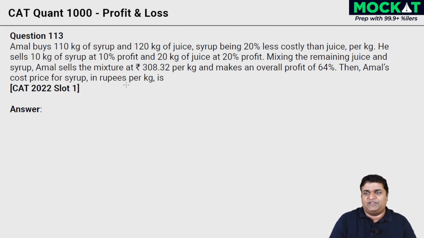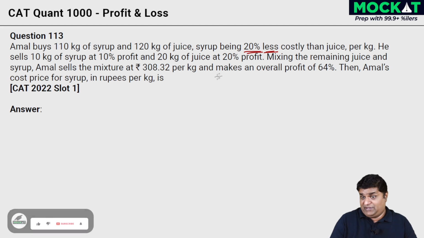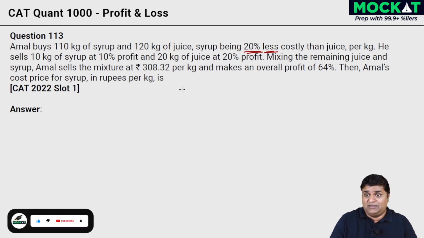Then Amal's cost price for syrup is what? Now, syrup over here is linked up as well, right? So the cost prices are linked up over here. Syrup being 20% less costly than juice. We need to find that, just use a variable. There are too many absolute values over here. One such over here itself is a little difficult to work with. Just assume a value, use a variable and just continue, right?